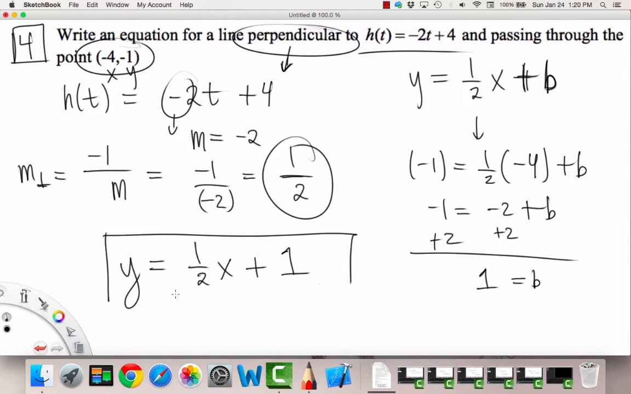Okay, so this is the equation for the line perpendicular to h of t that we were given, and it passes through this point here, this negative 4, negative 1. So if you were to plug in that point again, you would just get that both sides are equal, and the equation works.